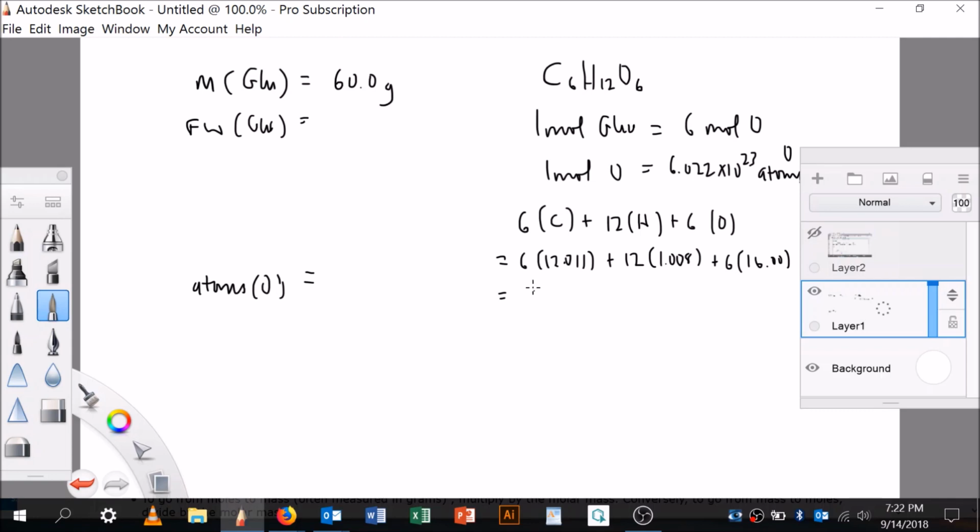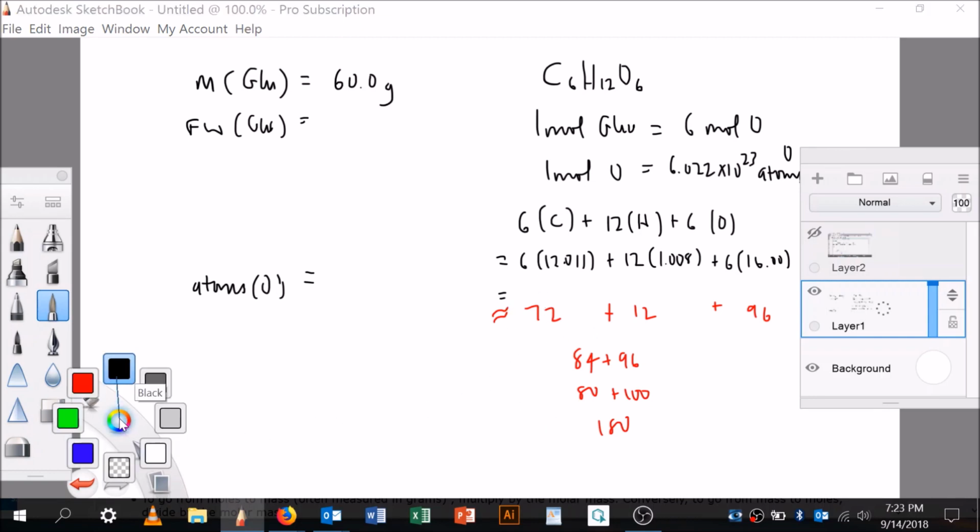I'll look this up on my calculator in a second, but let me estimate it first before I do. This is a really good habit. 6 times 12 is 72. 12 times 1 is 12. 6 times 16 is 96. So 12 plus 72 is 84, plus 96, which is the same thing as 80 plus 100, which is equal to 180.